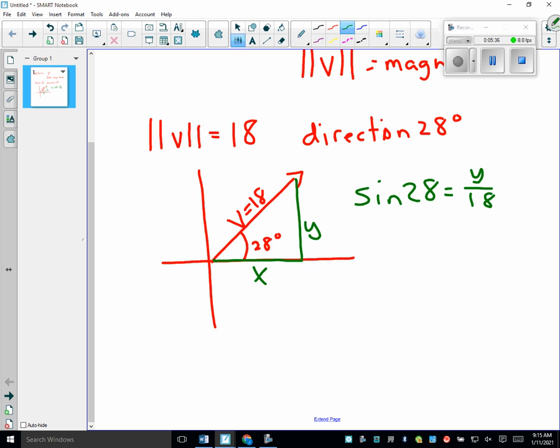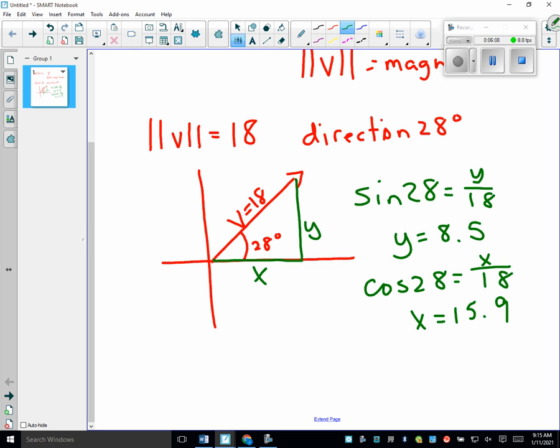So if I ask you to round it to the tenth, what would it be? 8.5. How would I find the x component? Cosine? So the cosine of 28 is x over 18. What is x? 15.9. That's the first part of vectors. Not bad, is it? No.